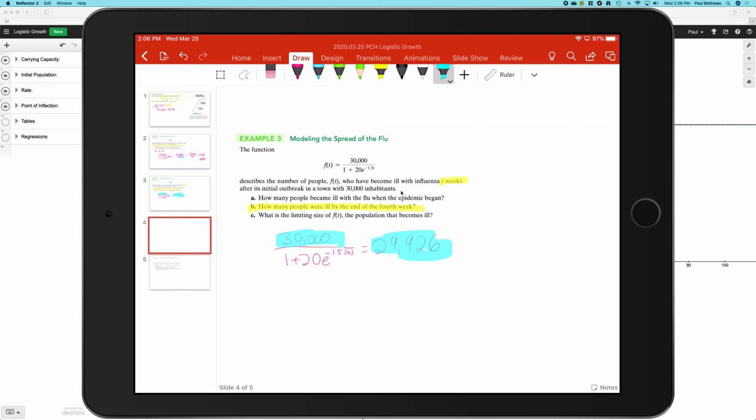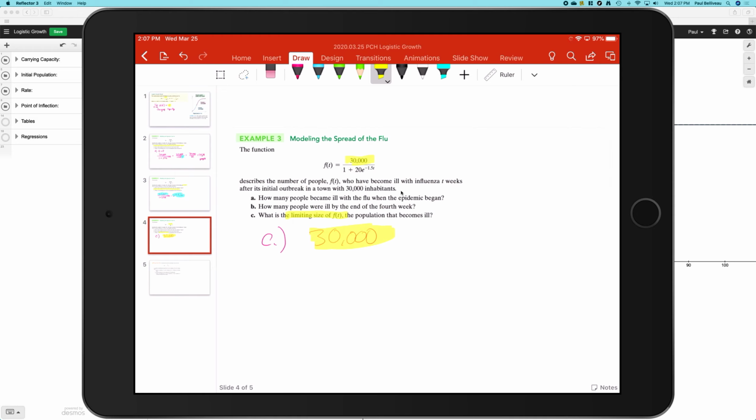Speaking of which, that's going to be the answer to part C. Sometimes it is that simple. What is the limiting size of f of t, the population that becomes ill? That's just 30,000. The limiting size is literally your carrying capacity, which is always your numerator in logistic growth. So these aren't that tricky.